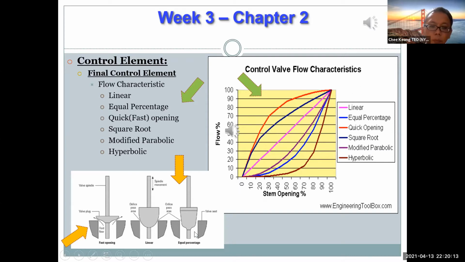Now of course there is equal percentage, which looks something like the blue curve. And of course there is the fast opening, or quick opening, which looks something like the red curve here. So a quick opening shape looks like that. If you lift it up, suddenly you will get a lot of flow through. So in a nutshell, there are actually 6 types: linear, equal percentage, quick opening, square root type, modified parabolic, and hyperbolic type. So these are the 6 types of flow characteristic that are available, right?